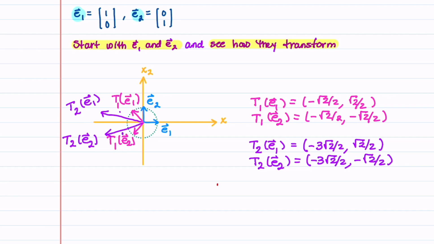To create our standard matrix, we're going to take our T2 of E1 and put it in our first column. So this gives us minus 3 root 2 over 2 and root 2 over 2. And then we're going to take T2 of E2 and put it in our second column. And this is minus 3 root 2 over 2 and then minus root 2 over 2. And that's our standard matrix for our transformation.